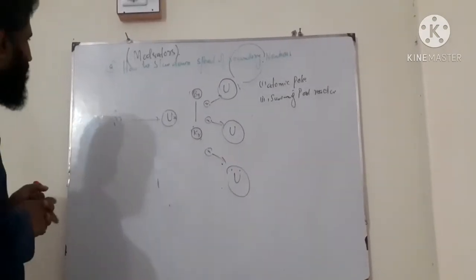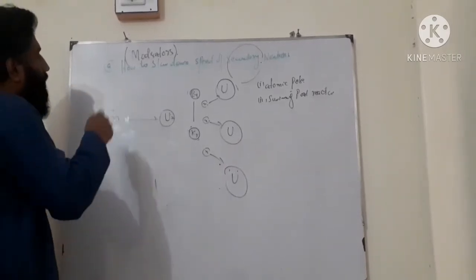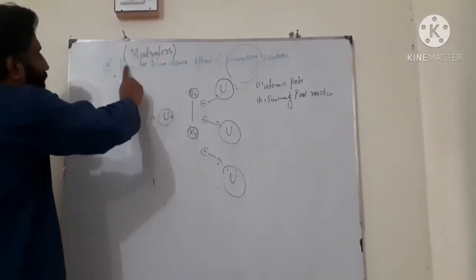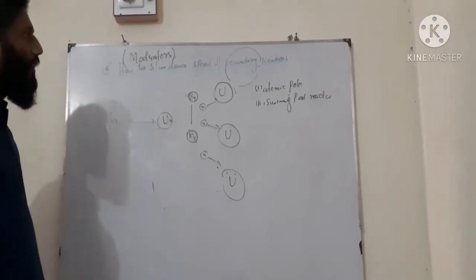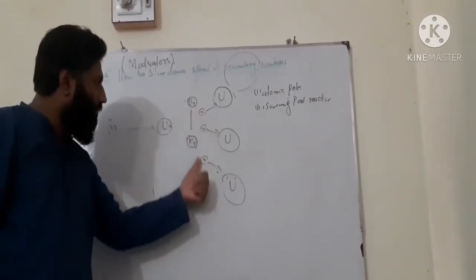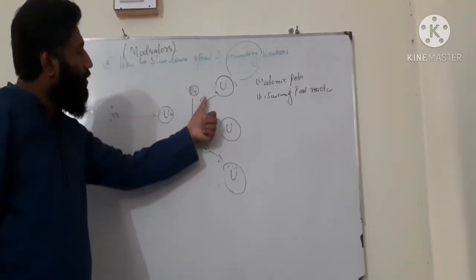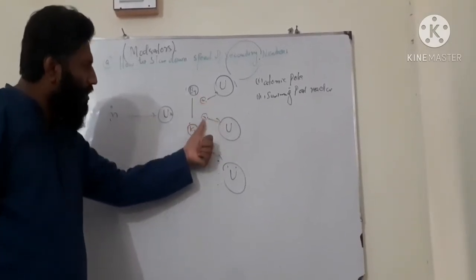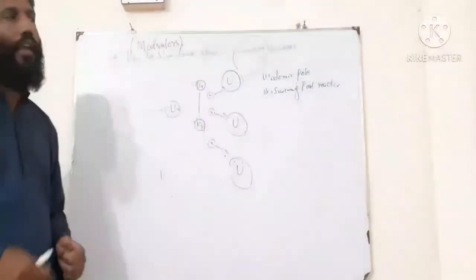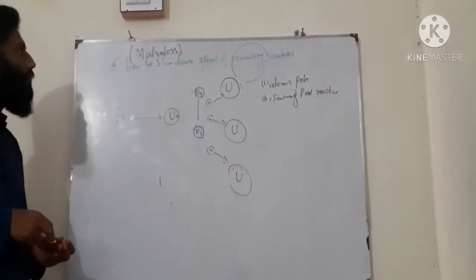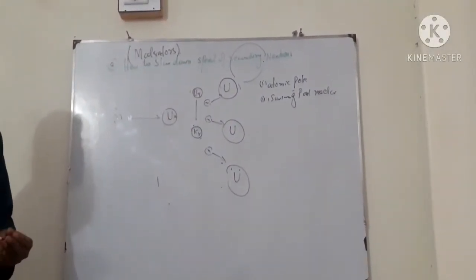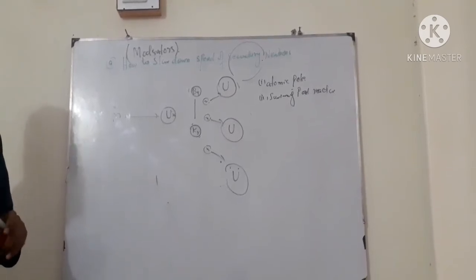Look at this. When the neutrons are very fast and scattering, we have to slow down these neutrons. And how can we slow down these neutrons? We use a material in the nuclear reactor core.